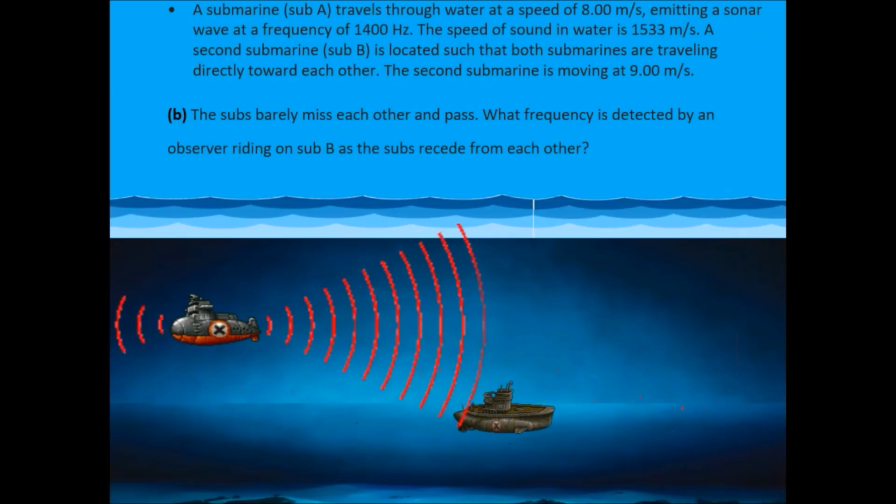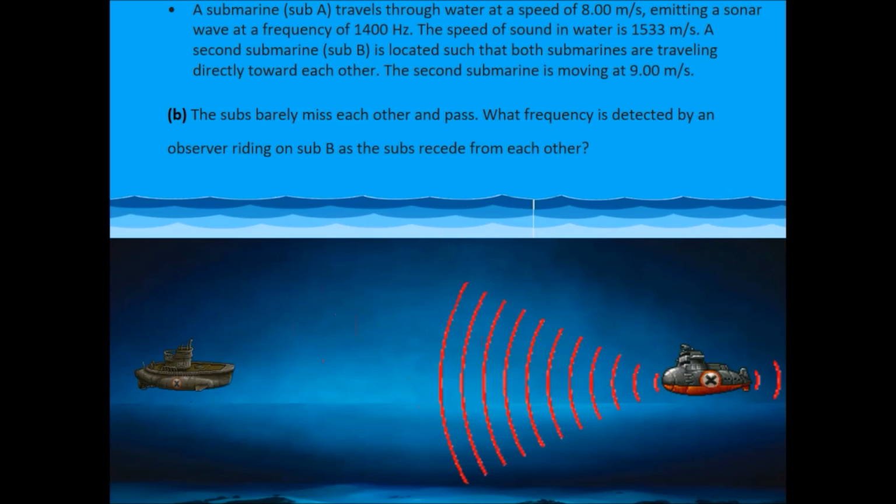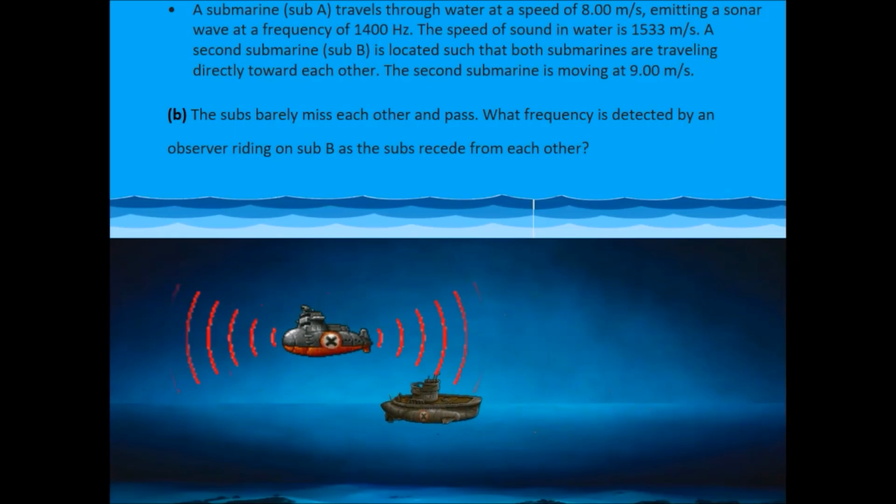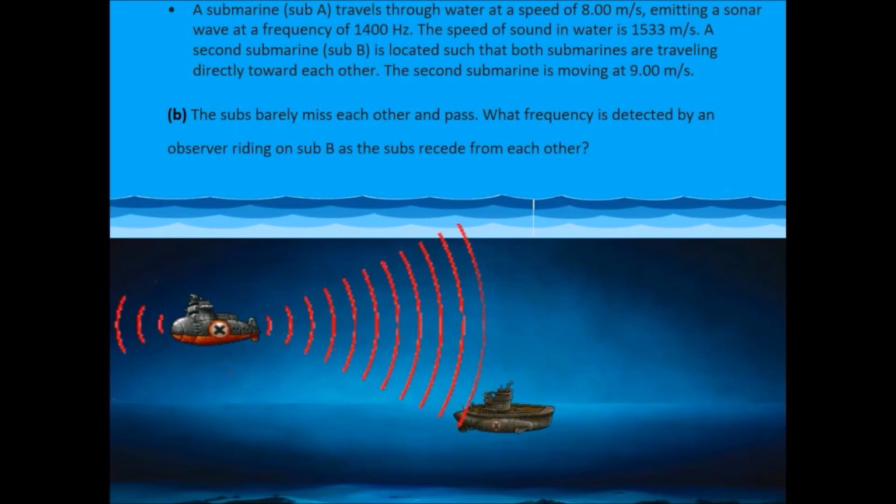So there's a part B here. Submarine A is still doing the same thing, emitting its sonar and moving at 8 meters per second. As they move, the subs barely miss each other and pass each other. What frequency is detected by an observer riding on sub B as the submarines recede from one another? Again, submarine A at 8 meters per second passes submarine B at 9 meters per second. The frequency is unchanged and the speed of sound in water is unchanged.